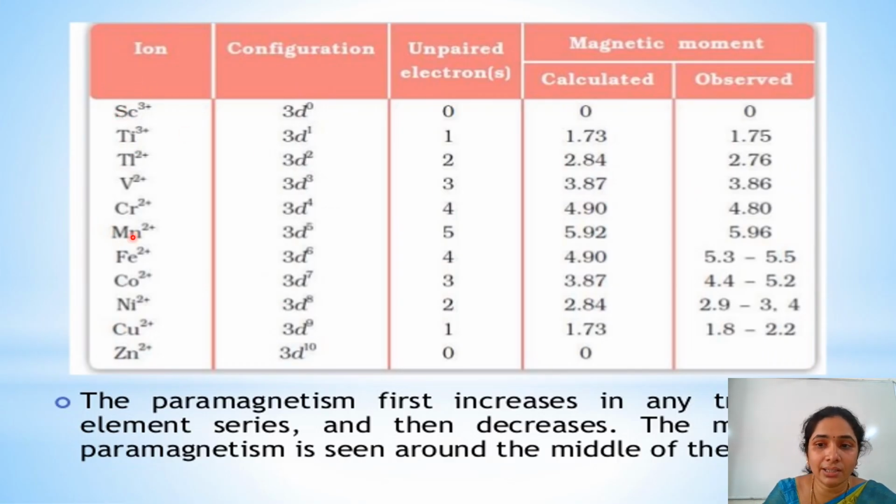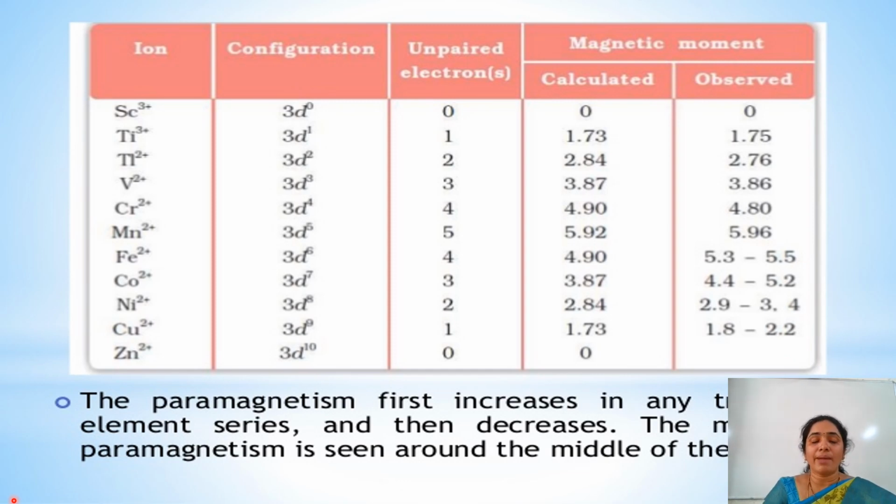Now I have taken here the 3d series elements in different oxidation states, and we have shown their configuration: scandium 3d0, titanium 3d1, like that up to zinc 3d10. We have also shown the number of unpaired electrons present in each configuration, and we have calculated the magnetic moment by using the formula mu s equals square root of n into n plus 2. We have got these values, and these values are in good correlation with the observed values, that is, the values measured by using instruments.